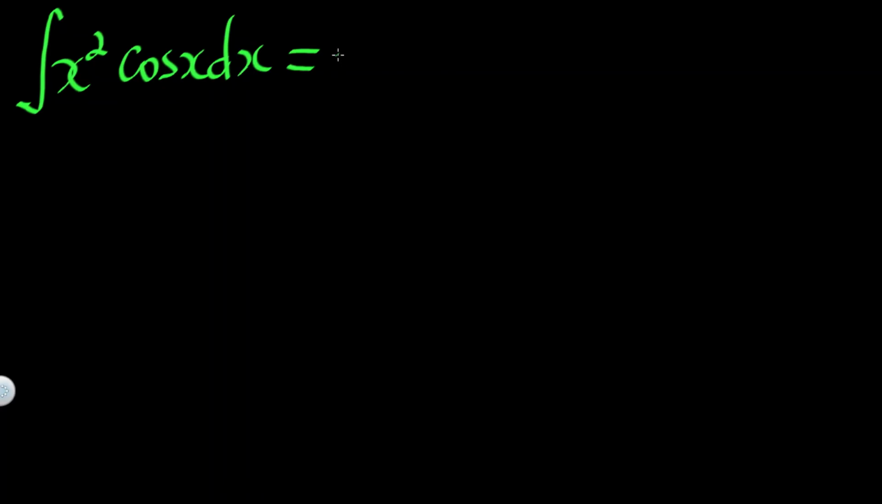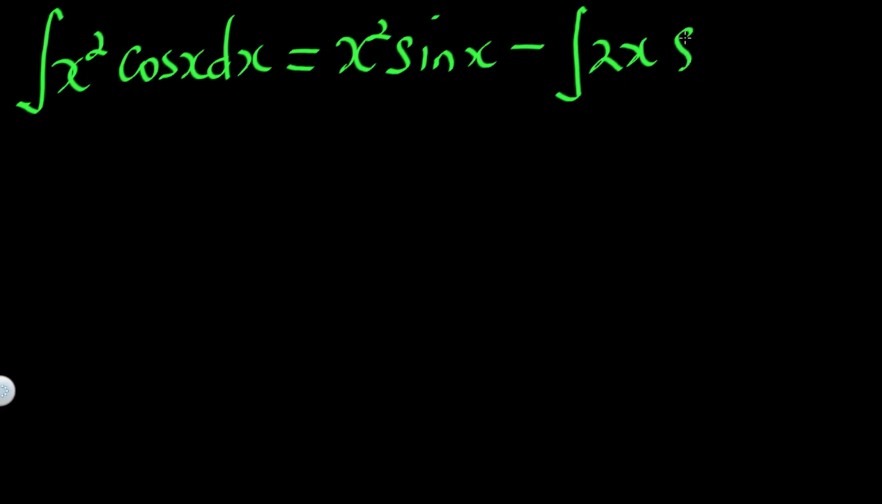I'm just going to write what we're going to have. So it's integration of x squared cos x dx. This is now equal to f of x times g of x. That's x squared times sine x, minus the integration of f prime of x, which is 2x, times g of x, which is sine x, dx.